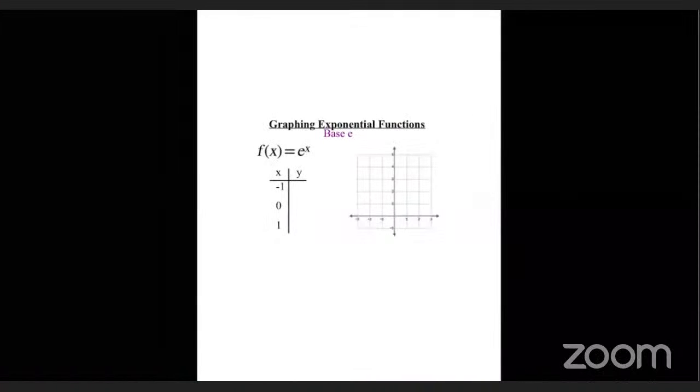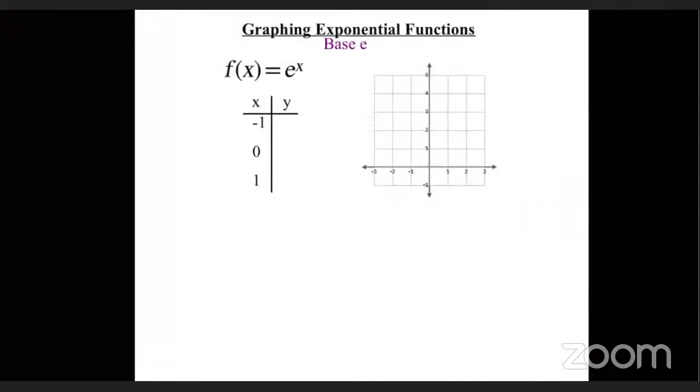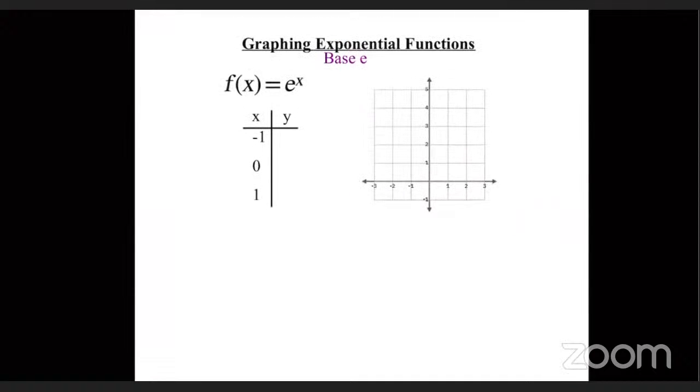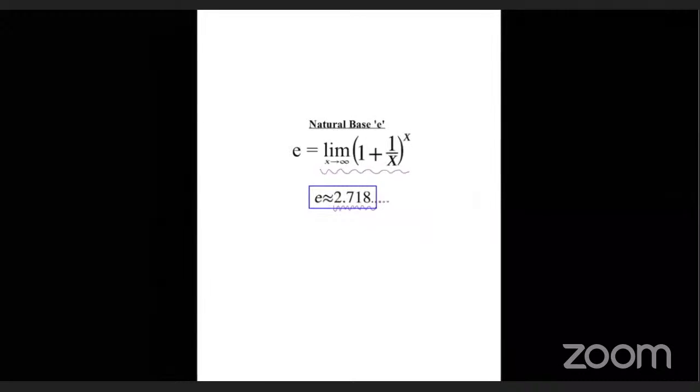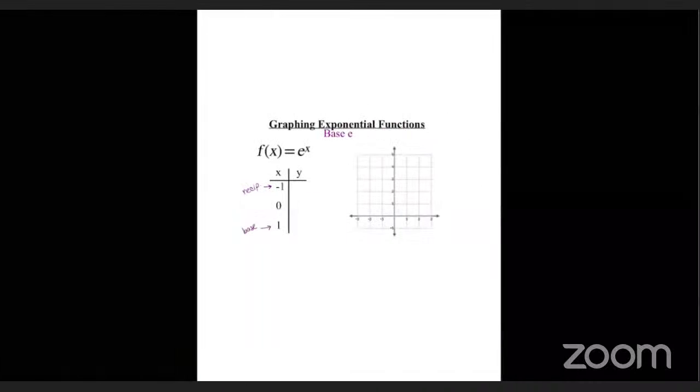So how do we graph E? Here's what you need to know. If we go back to our idea that this is our reciprocal, and this is our base, but I don't know what E is. I'm going to graph, go back to this right here, 2.7 approximately. When my base is E, anything raised to the 0 is 1.